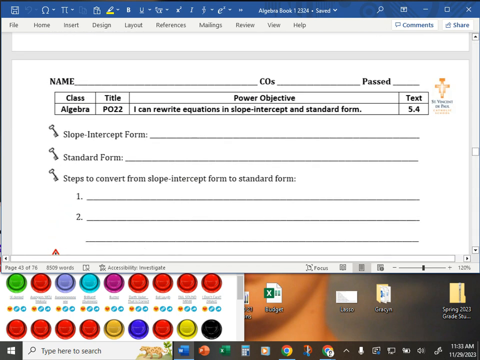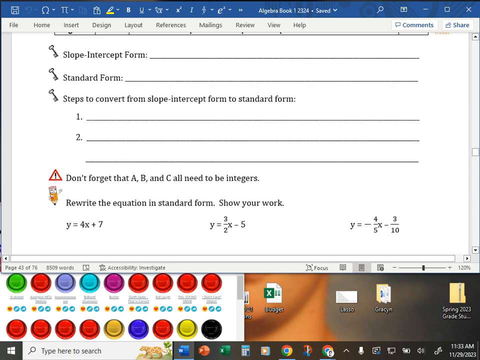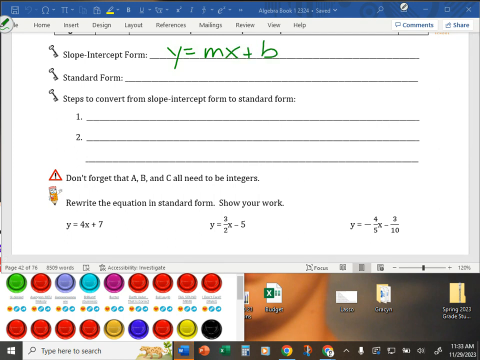But first things first, let's review quickly slope-intercept form. What is slope-intercept form? Aiden? Y equals mx plus b. Okay, we worked with that in CO21. You were introduced to it last year. You graphed it. You've seen it before. Y equals mx plus b.